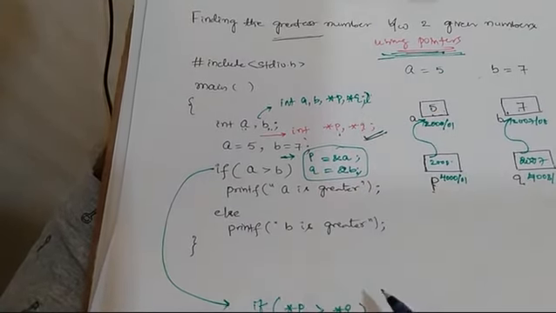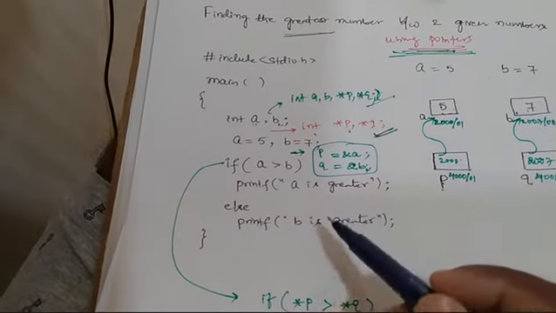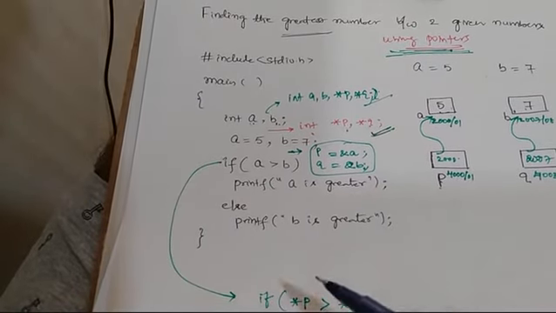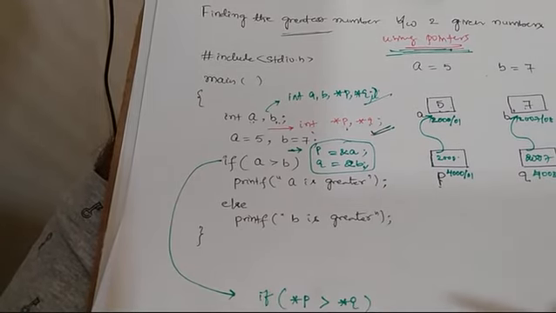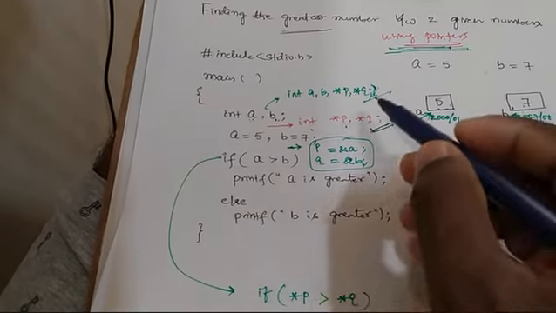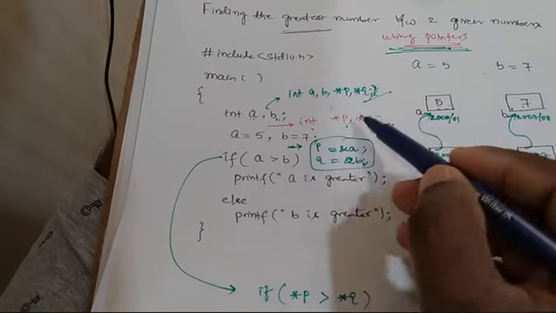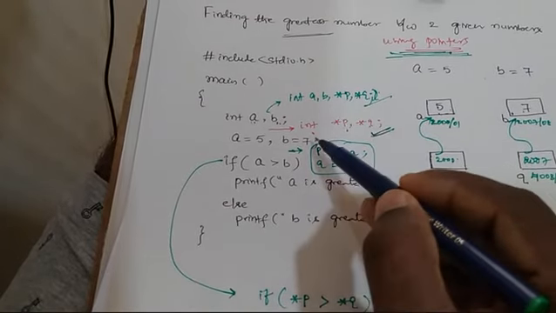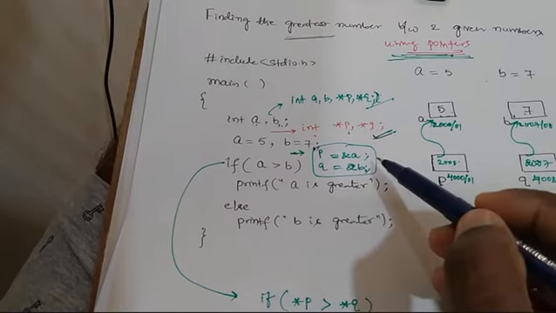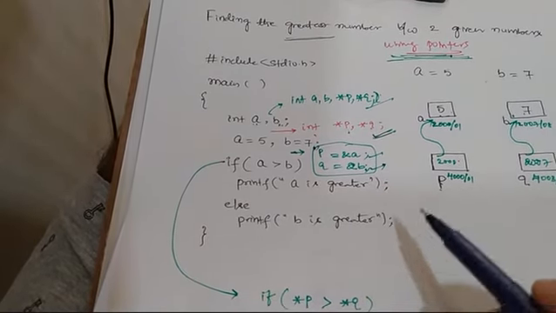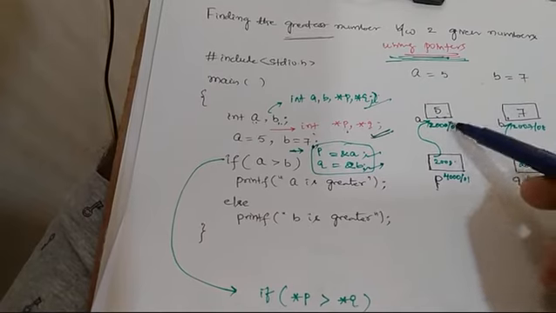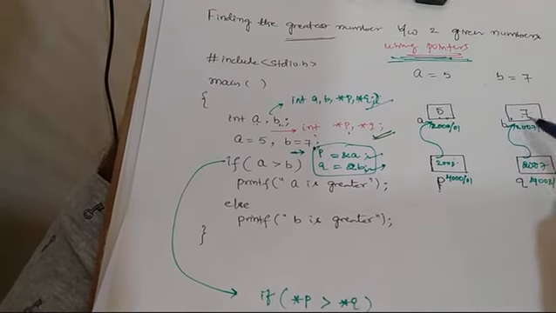This is the first line. After declaring the variables, I have to initialize the values. Initialize is nothing but providing some value, also called assignment. So this assignment could be like this. I am taking a equal to 5, b equal to 7. In the same way, p equal to ampersand a, q equal to ampersand b, so that the relation between a comma p will be formed, and b comma q will be formed.